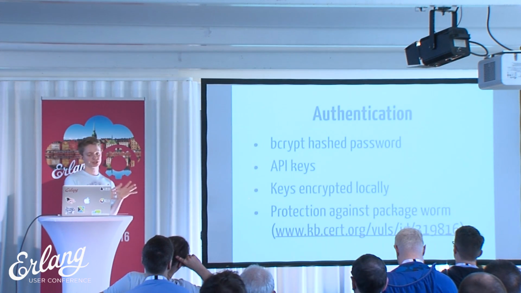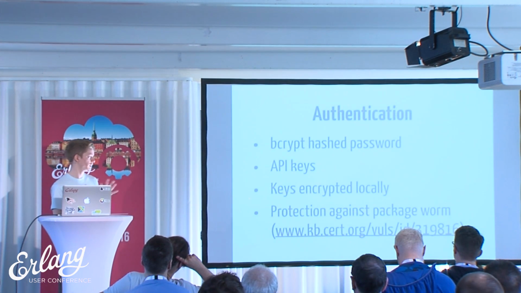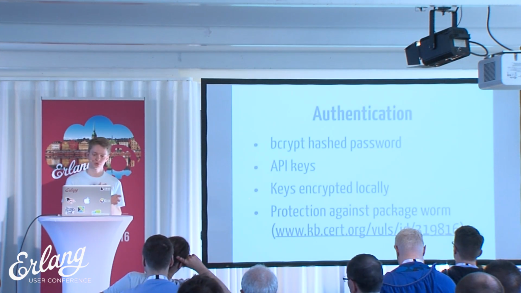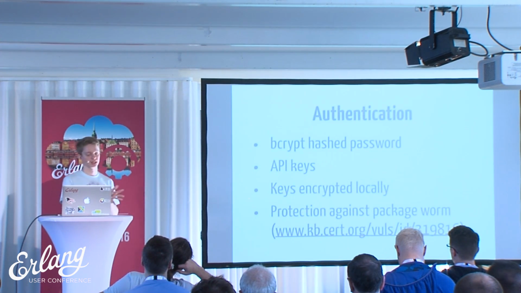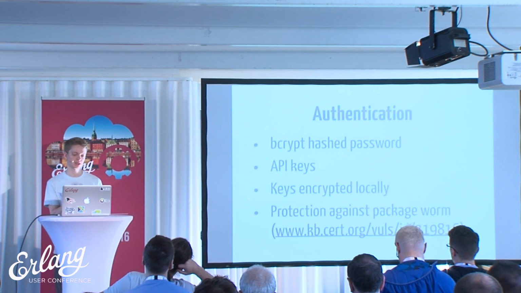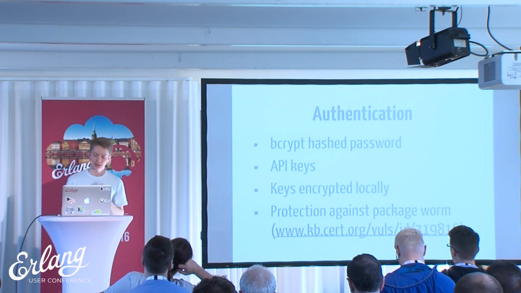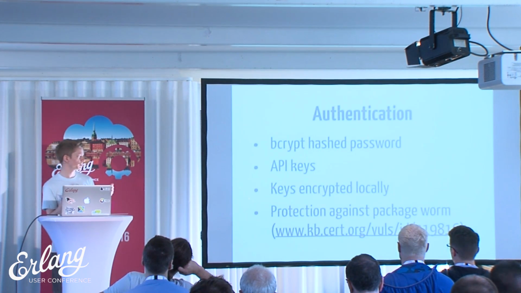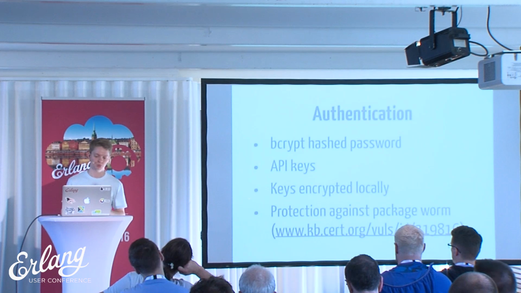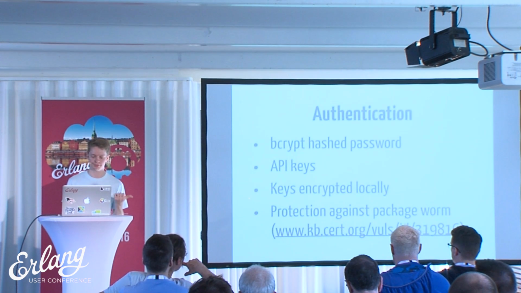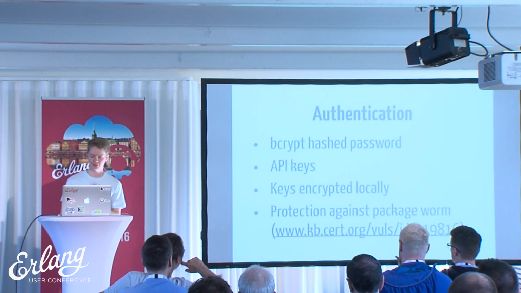We need to secure authentication. So we have bcrypt hashed passwords. They're basically only used to get API keys that you use to communicate with the API. Until recently, we had the keys stored in plain text on the user's computer. Now we encrypt them with the user password, and by encrypting the API key on your machine, we are protected against a vulnerability found in NPM earlier this year.